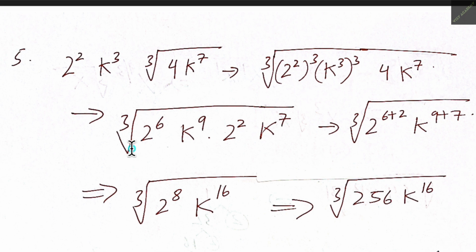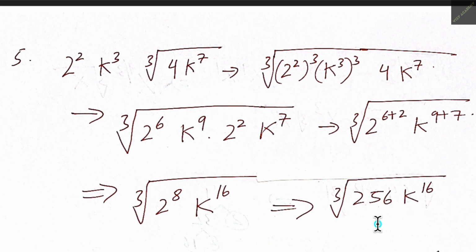So it will become cube root, will apply power rule, 2 to the power of 6, k to the power of 9, and 4 can be written down as 2 square, k to the power of 7. And now what we are going to do is, we are going to use the addition law. So collect the same bases, which is 2. So 2 to the power of 6 plus 2, and k, which is k to the power of 9 plus 7. So it will become 2 to the power of 8 and k to the power of 16, and its cube root. So the final answer will be 2 to the power of 8, which is 256, and k to the power of 16.